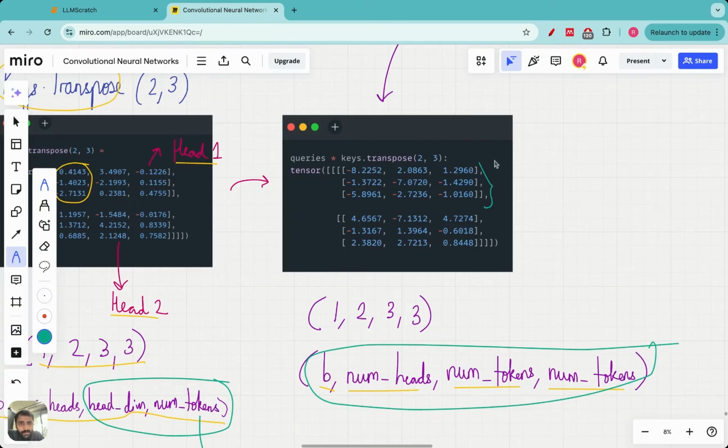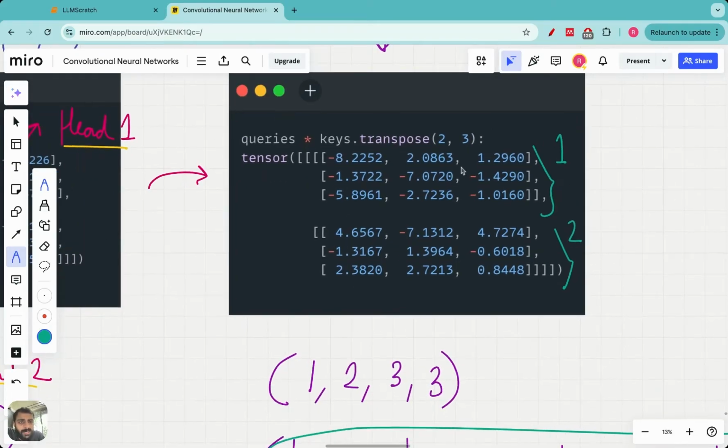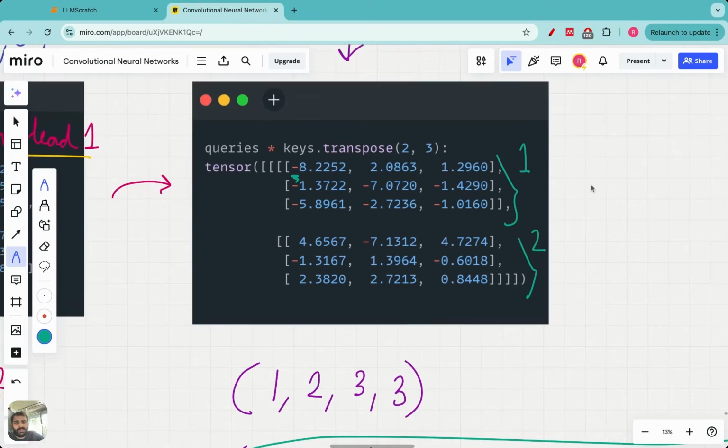This first block which I've highlighted right now, that is head number 1, and this second block which I've highlighted right now, that is essentially head number 2. This is the first thing to understand. Okay, then what we are doing, let's look at head number 1 for now. If you look at the first row, the first row essentially consists of the attention score of the first word with all the other words, right?